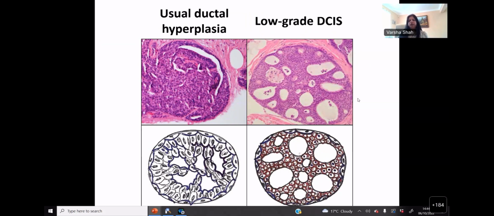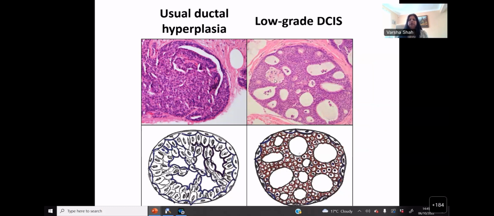They both have cribriform architecture. But if you look at the spaces, there are irregular spaces here, while here they are punched out spaces. So that is the difference in the architecture. If you look at the cells now, because there is proliferation of both epithelial as well as myoepithelial cells, you will get a dual population of cells here, while here you will get a monomorphic population of cells because it is only the inner layer which is proliferating. The cells will be streaming. Here there will be nuclear overlapping, while here they are evenly spaced out nuclei. There is no nuclear overlapping here.